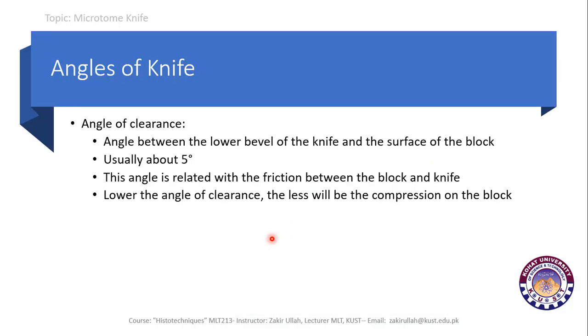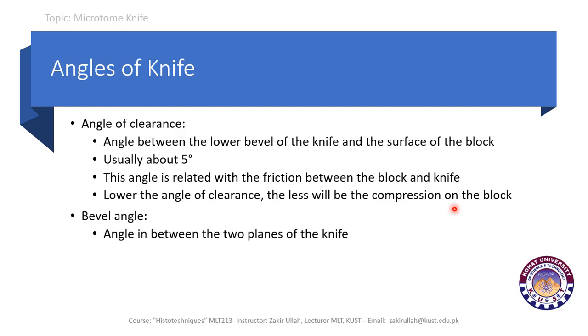The second angle is the angle of clearance. This is the angle between the lower bevel of the knife and the surface of the block. Usually this angle is about 5 degrees, and this angle is related with the friction between the block and the knife. If the clearance angle is low, then there will be less compression on the block, and if the angle of clearance is high, then compression on the block will be increased.